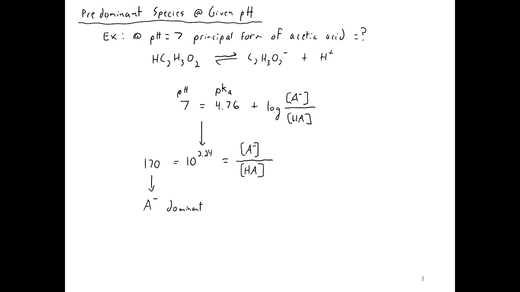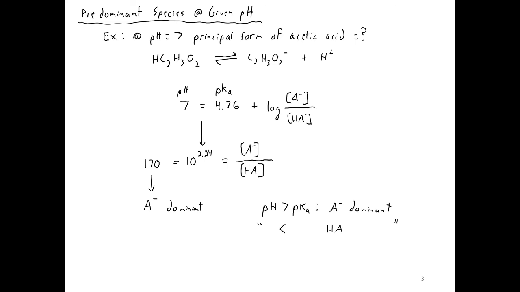And so the bottom line is, the Henderson-Hasselbalch equation can be used to quickly show that if the pH is greater than the pKa, like it is in this example, then that means that the conjugate base form is dominant in solution. Conversely, if the pH is less than the pKa, you can use the Henderson-Hasselbalch equation to prove that HA will be the dominant form.